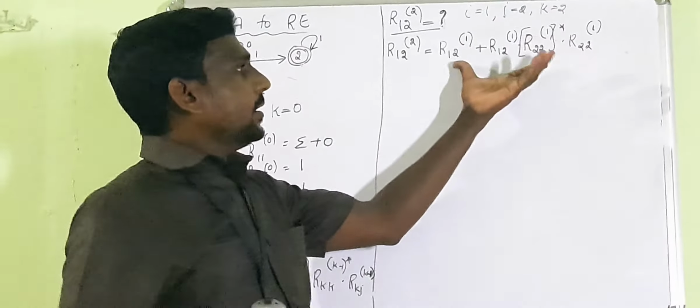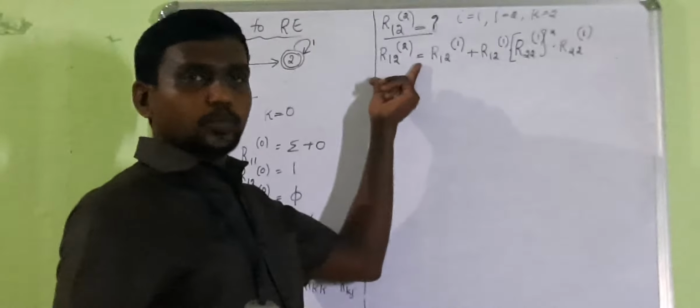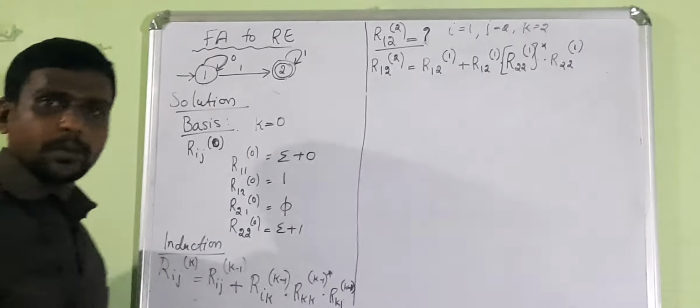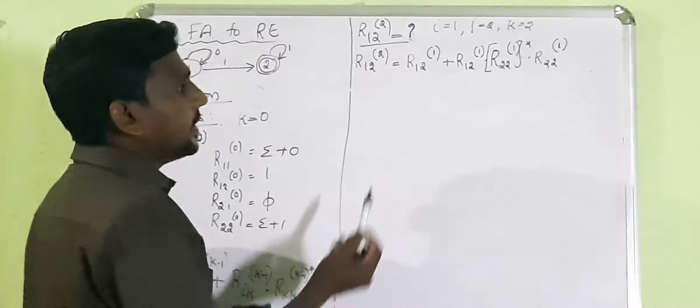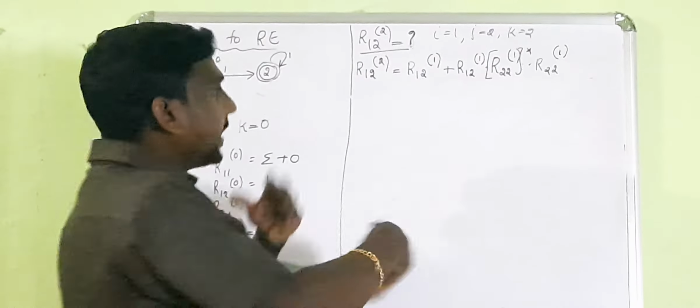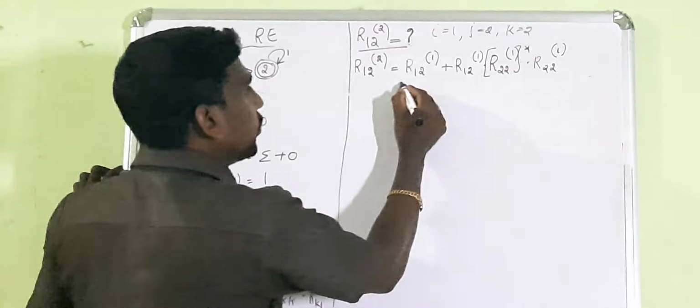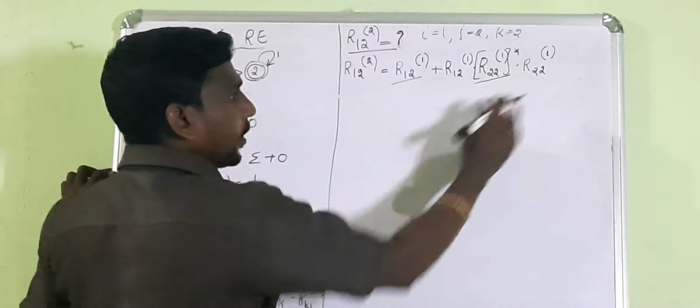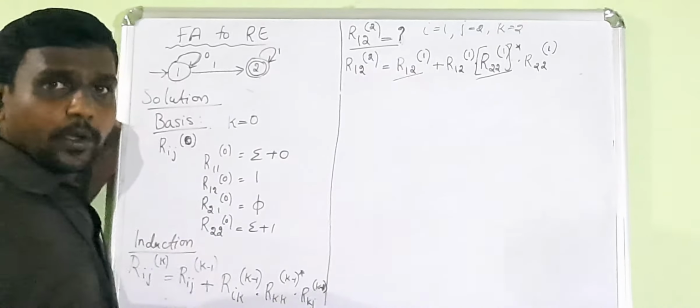So we can apply these things and we can find R12 power 2. But in the basis part I have only power 0. So in order to get power 1 into 0, once again I have to apply the formula for R12 power 1. This is same, so one time I can find R22 power 1. This is also same.